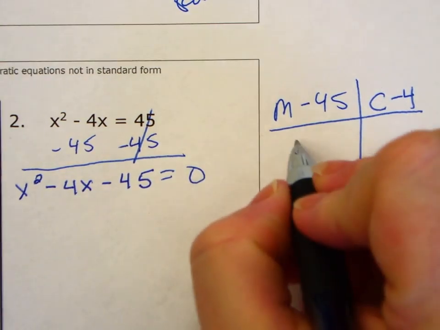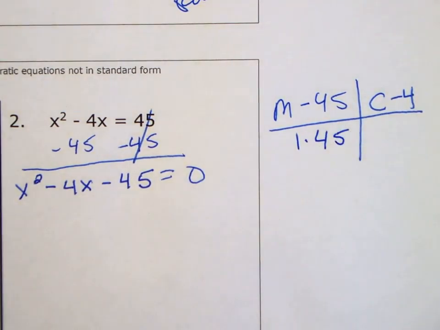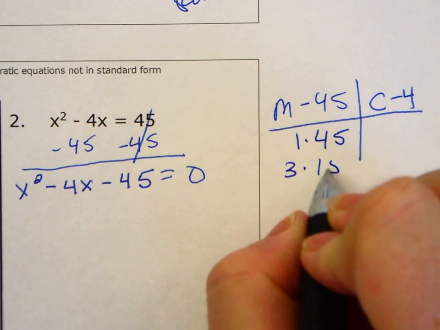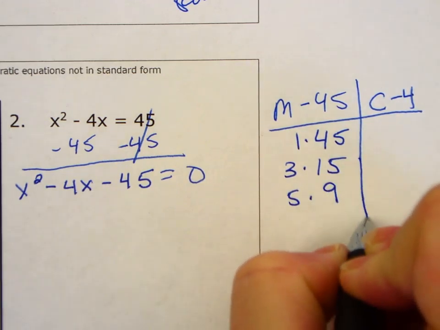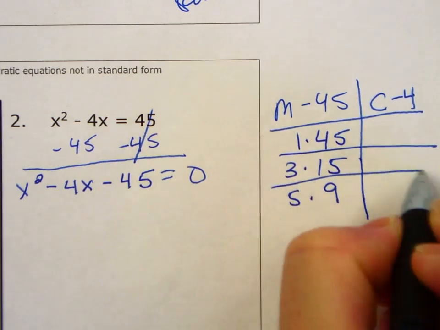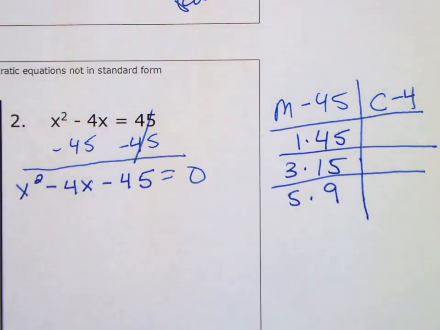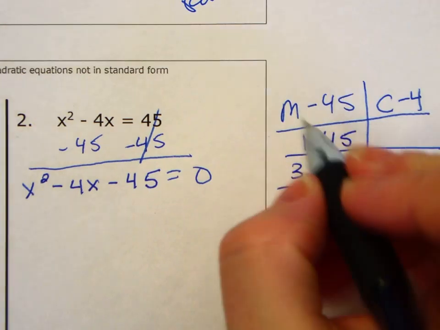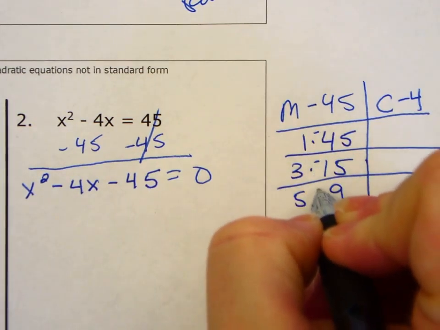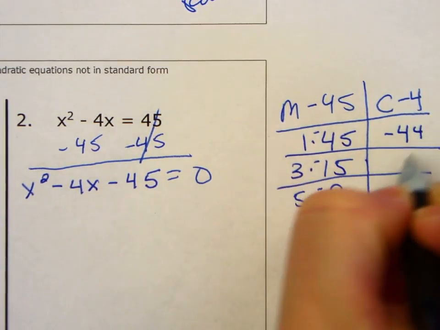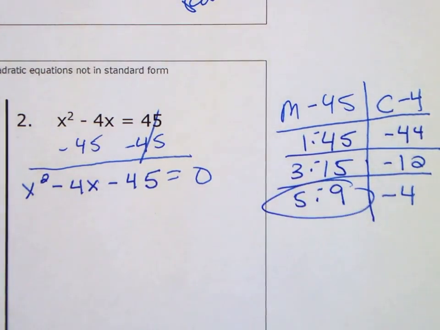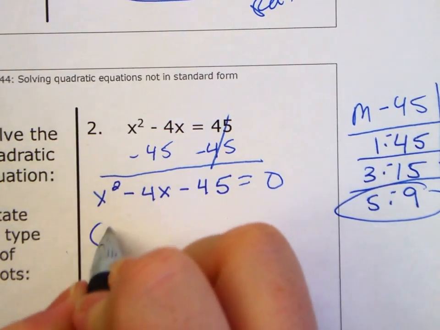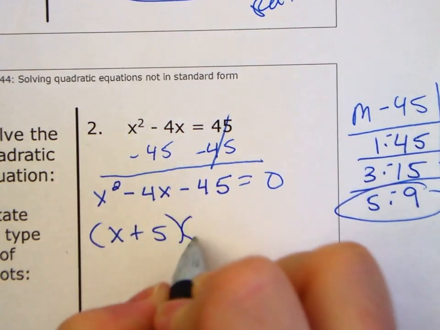1 times 45. 2 doesn't work. 3 times 15. 4 doesn't work. 5 times 9. That's it. Now you're multiplying to a negative. We need a negative. Which one's negative? The bigger or smaller? The bigger number, because we want a negative. Negative 4. Okay. So when we factor, we get x plus 5 times x minus 9.